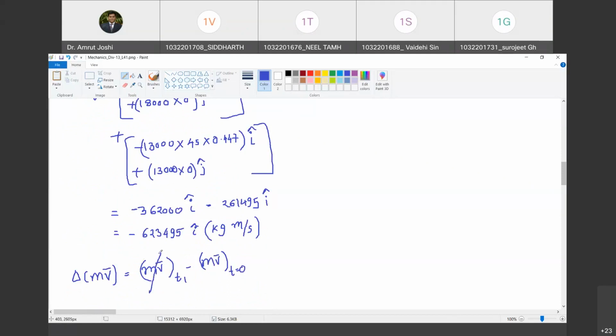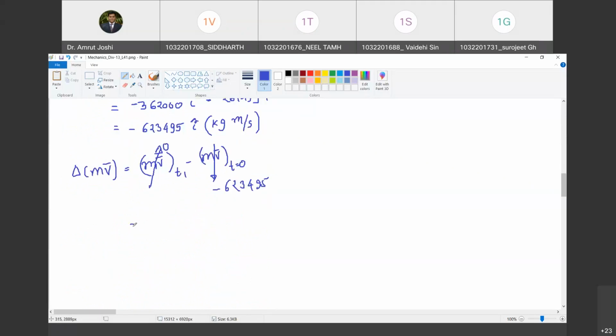But how much is this? This itself is 0. And what is the value of this? This value is minus 623,495. So minus of minus is going to become plus. Do you agree with me? Yes, sir. So it is going to be 623,495 I cap.